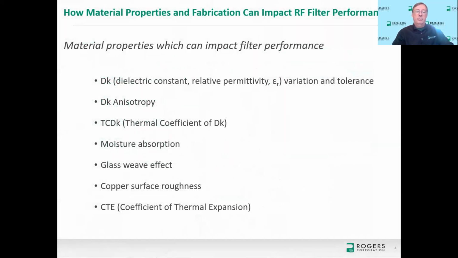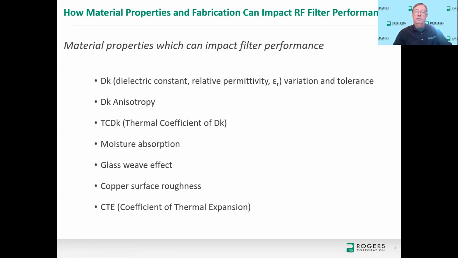So to begin with, let's look at some of the material properties. Dielectric constant, which I'll call Dk, is the same thing as relative permittivity or epsilon sub r. And the variation of that is something that the RF designer definitely needs to keep in mind. High frequency circuit materials are very well controlled for this property and for the variation of dielectric constant, but there still is some variation associated with the dielectric constant for any high frequency materials. Most of these high frequency materials have a published tolerance. So again, the designer needs to be aware of this and account for that in the design for the RF filter. Now, Dk anisotropy and also TCDk, I'm going to talk about a little later.